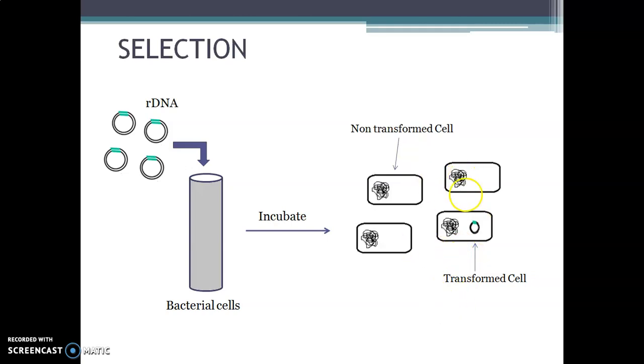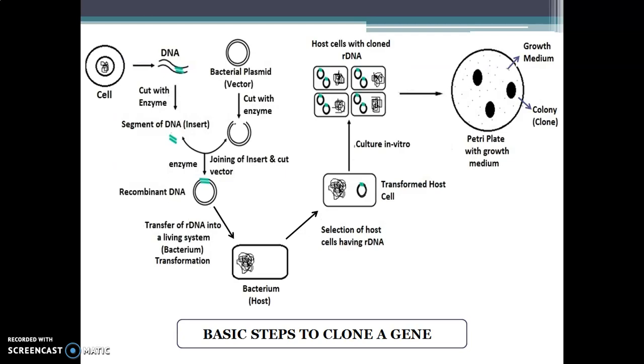So we have to select the transformed cells out of the entire mixture. We have to eliminate non-transformed cells and choose the transformed cells. It is essential to select the transformed cells as they are harboring the recombinant DNA, and that recombinant DNA is harboring the gene of interest. Now, after selection of transformed cells, we culture those cells in laboratory conditions.